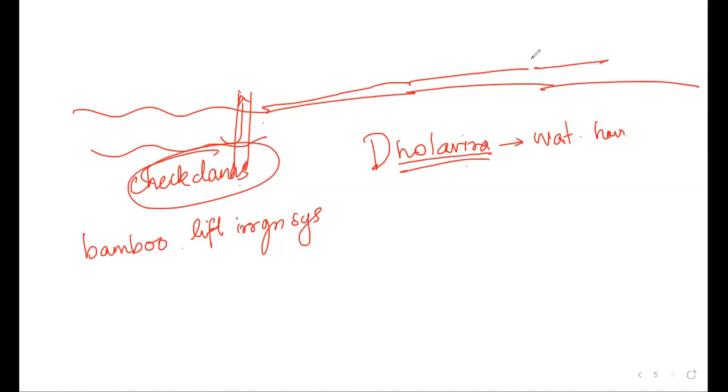Maybe that you can write as a case study, as an example. You can write it. That's also an example that you can write. Okay, so that is it with regard to droughts.